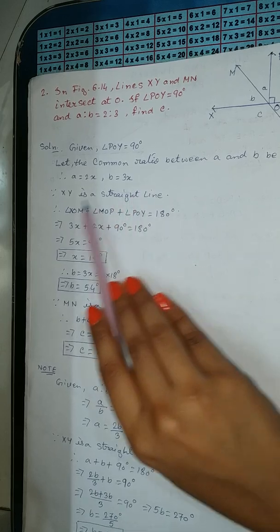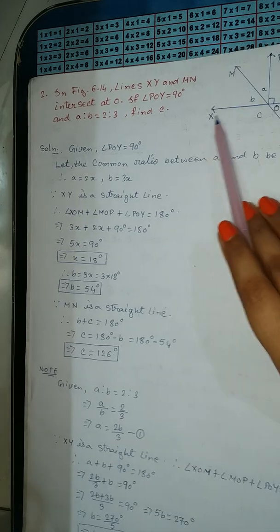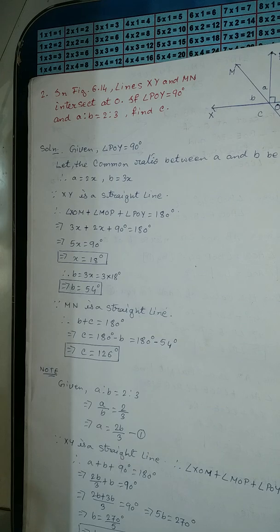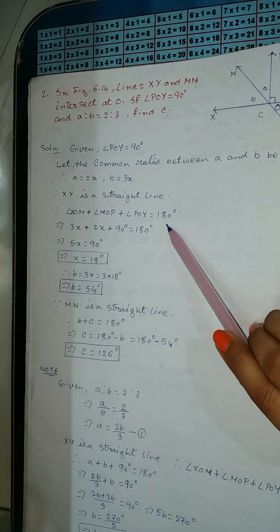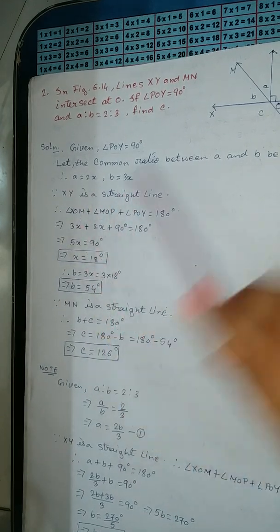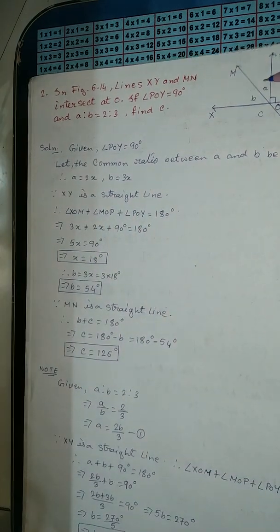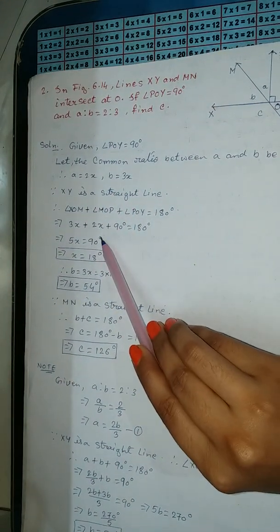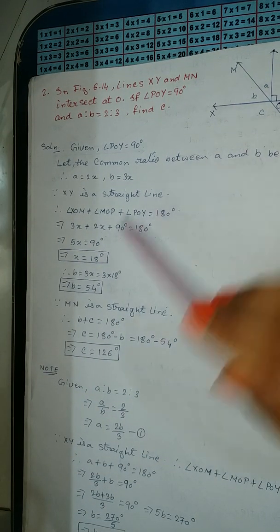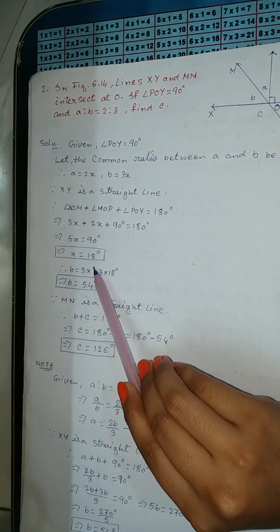Okay, now since XY is a straight line, therefore we can say angle XOM plus MOP plus POY is equal to 180 degree, right? So we just put the values which we have got here and here. So XOM is B, that is equal to 3x. MOP is A, which is equal to 2x, and the remaining angle POY is 90 degree. So we put the values, we solve for x, and we'll get the value of x as 18 degree.